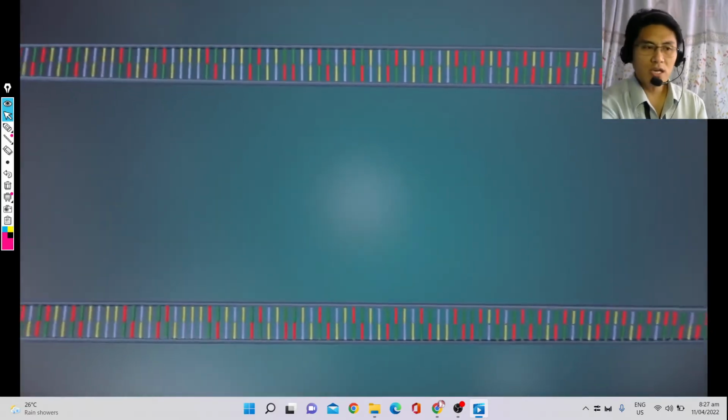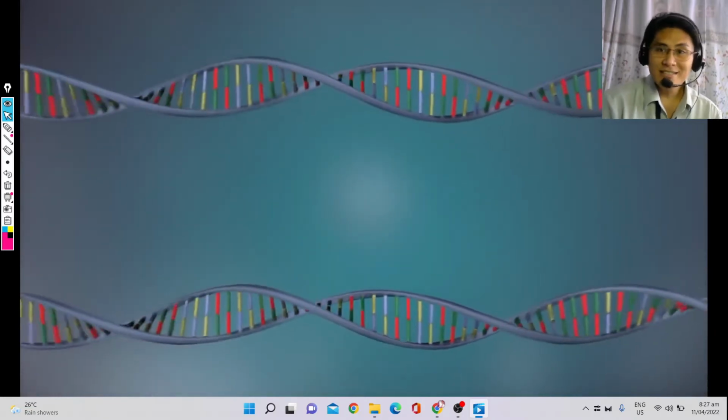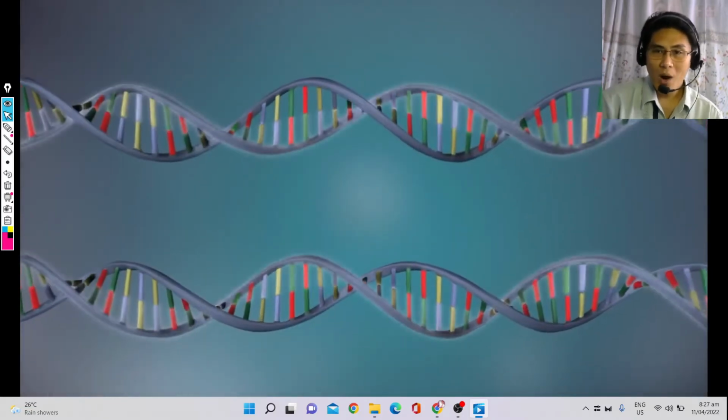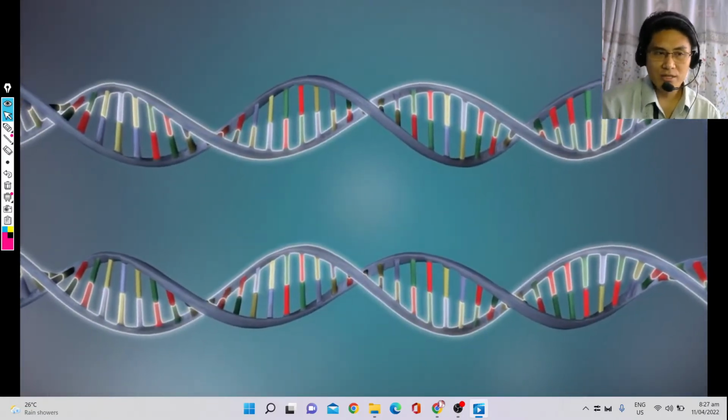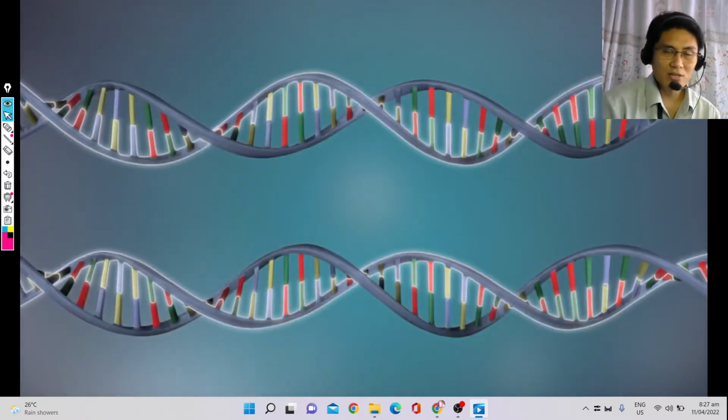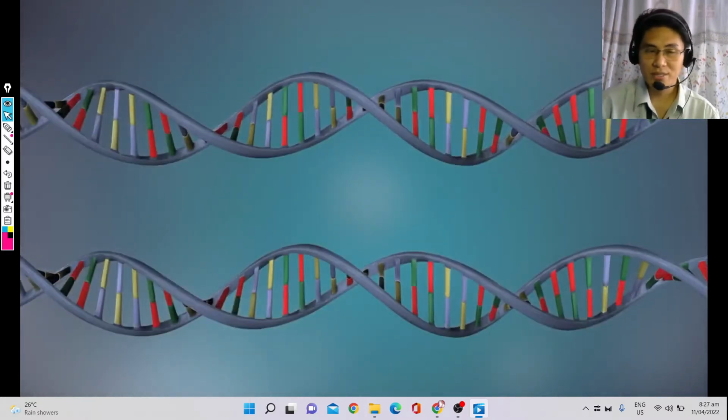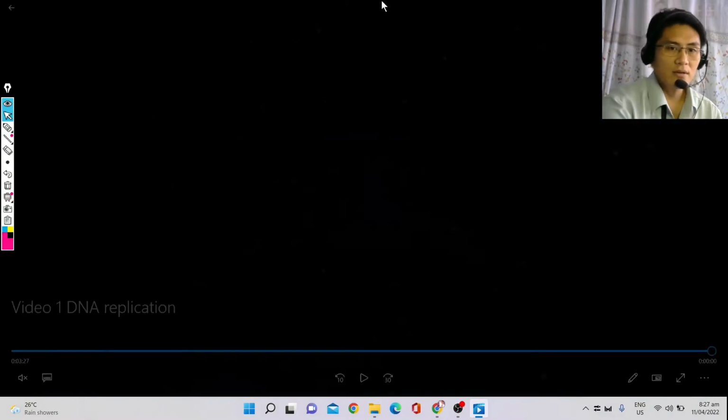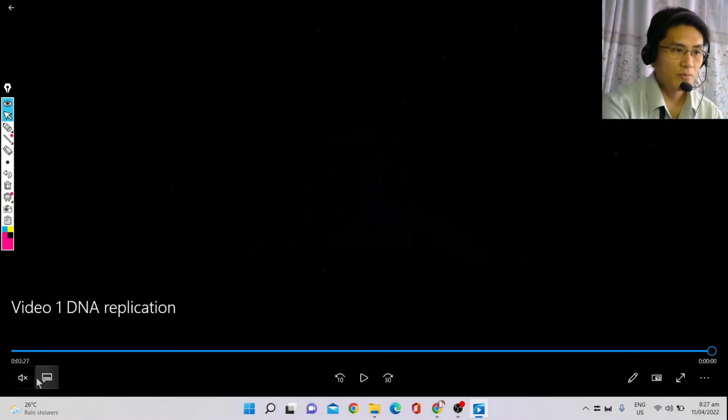And the thing to note here is that in each DNA molecule, one is not completely old and one is not completely new. One strand is old and the other strand is new. So it's a semi-conservative process. Okay, so those are the things.